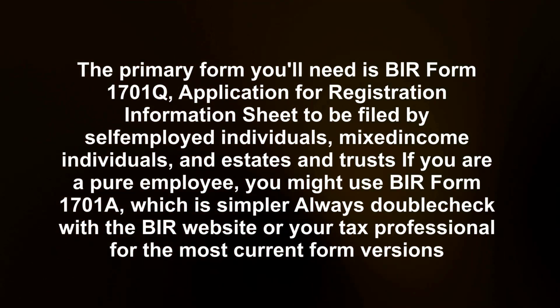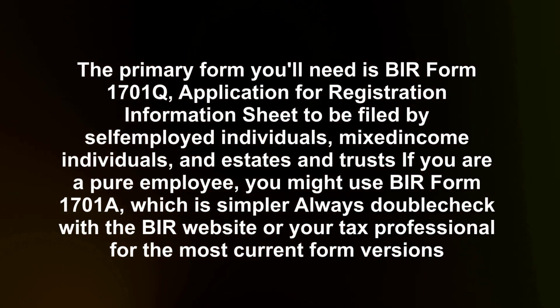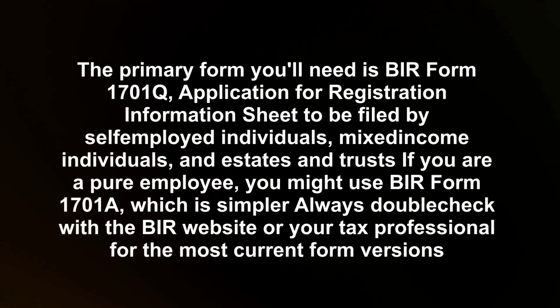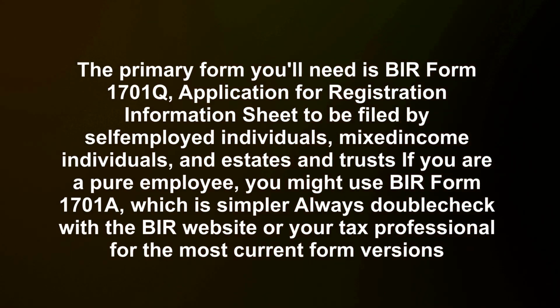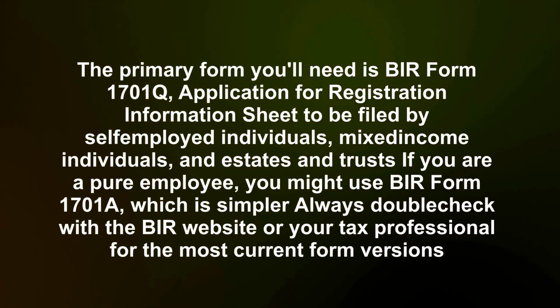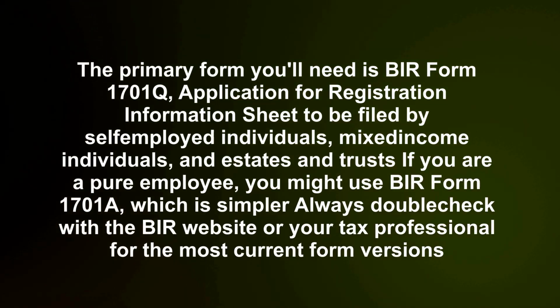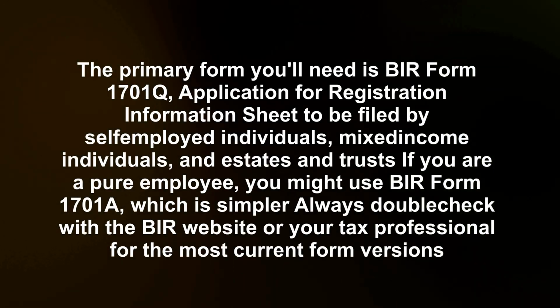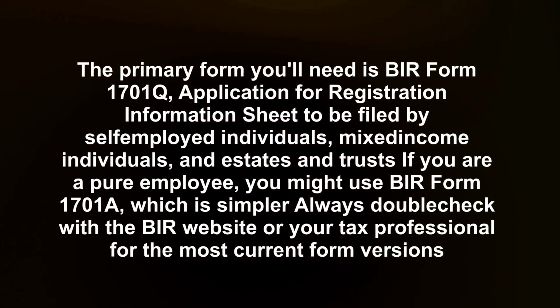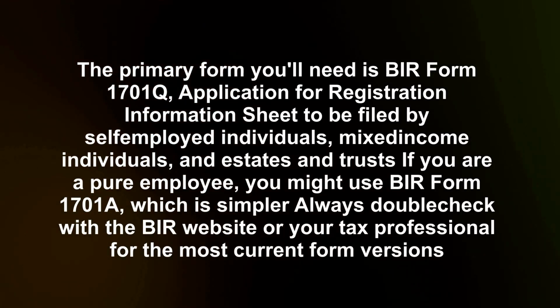The primary form you'll need is eBIRForm 1701Q, Application for Registration Information Sheet, to be filed by self-employed individuals, mixed income individuals, and estates and trusts. If you are a pure employee, you might use eBIRForm 1701A, which is simpler. Always double-check with the eBIRForms website or your tax professional for the most current form versions.